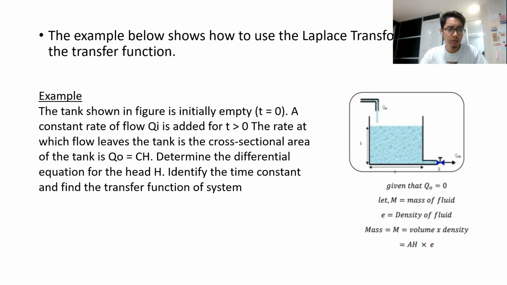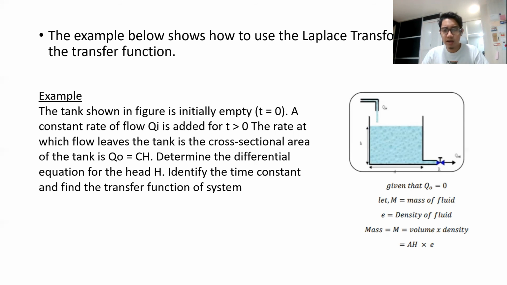So here, for example, we have the tank shown in the figure, which is initially empty at t equal to 0, the starting time. A constant rate of flow, qi, is added for t bigger than 0. The rate at which flow leaves the tank is q naught equal to ch, where A is the cross-sectional area of the tank. Determine the differential equation for the height h. Identify the time constant and find the transfer function of the system.